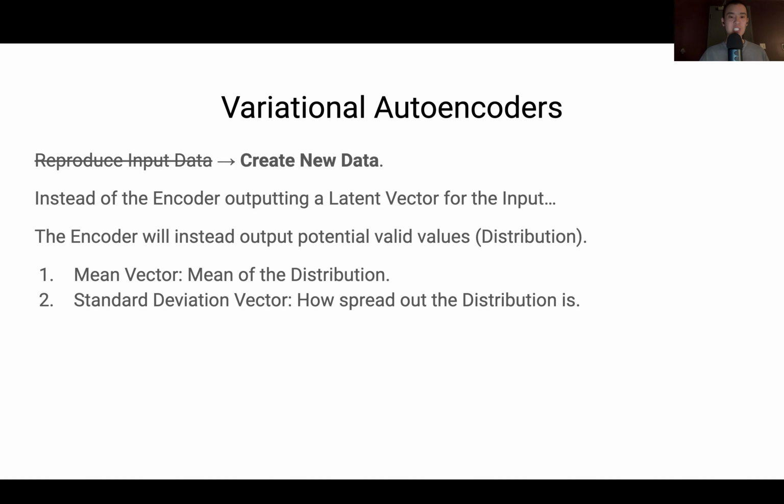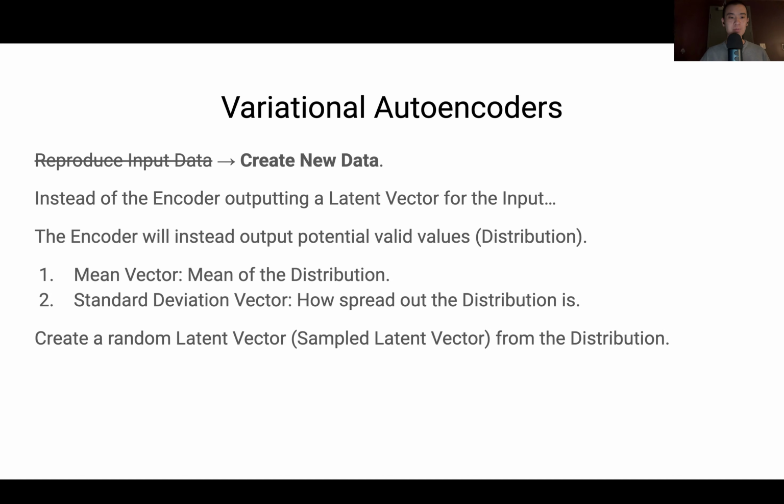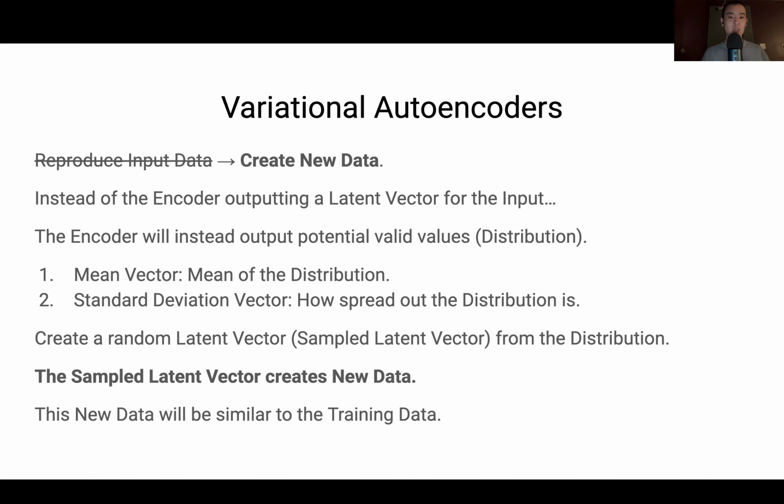a standard deviation vector, which will say how spread out the distribution is, and we will create a random, emphasis on random, latent vector called a sampled latent vector from the distribution. The sampled latent vector creates new data, and this new data will be similar to the training data. So this is a wall of text. What does this look like when we visualize it in a diagram?